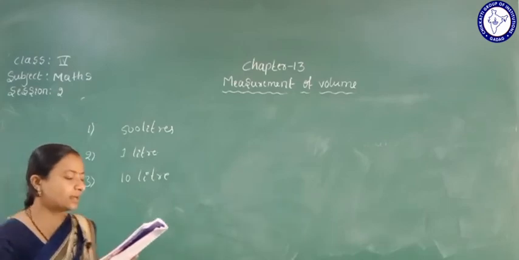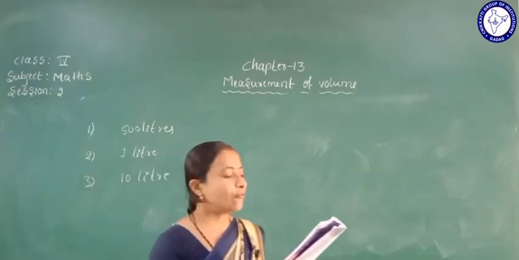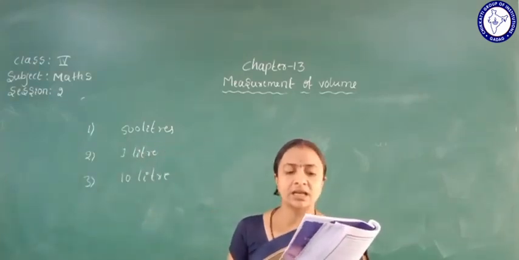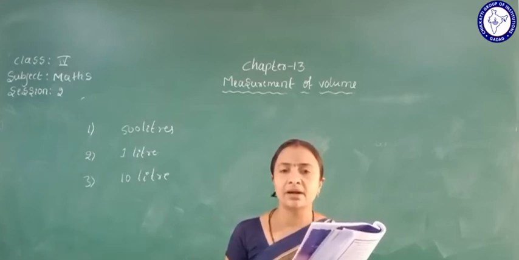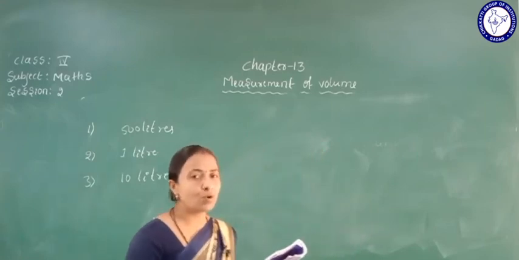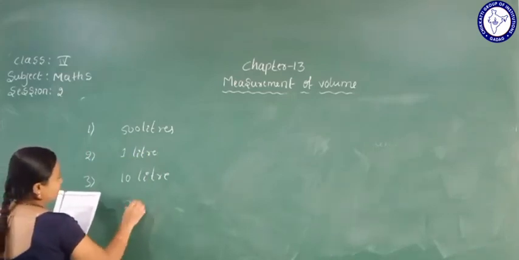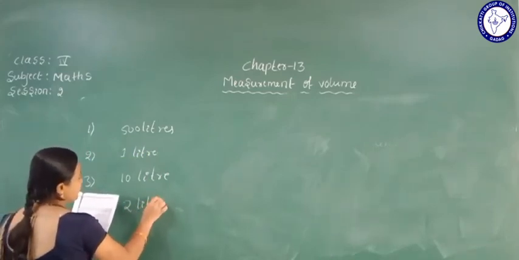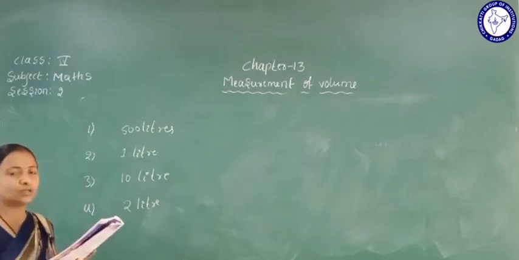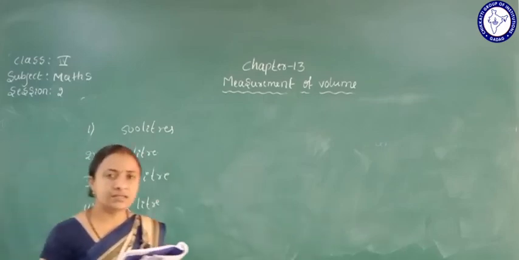Okay, next one, the fourth one, the volume of water an adult drinks per day. Per day how much water will an adult drink? That is 2 liters. So 2 liters of water an adult should drink per day.